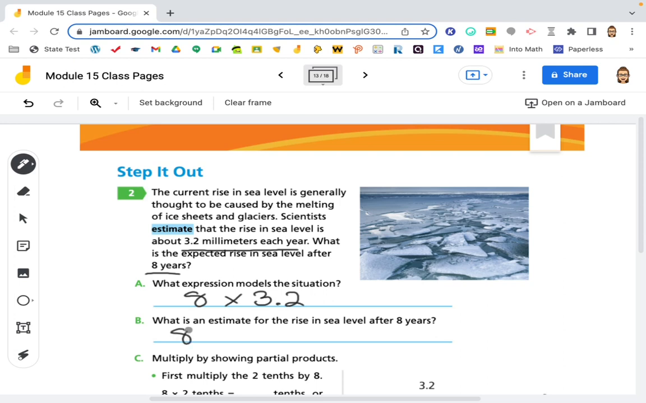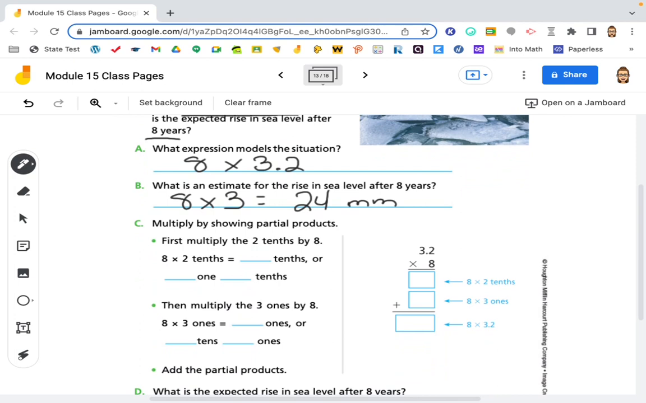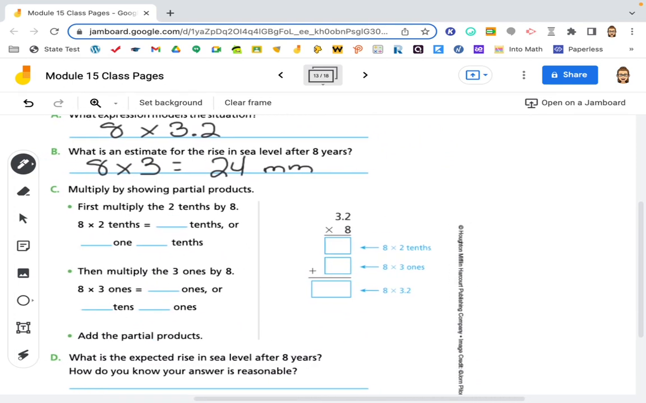And that says, what is an estimate for the rise in sea level after 8 years? So I would do 8. We're just going to use the closest whole number. So 8 times 3 equals 24 millimeters. So now it says multiply by showing partial products. So first multiply the 2/10 by 8. So 2/10 by 8 is 16/10, or 1 6/10. So that would give us 1 6/10.